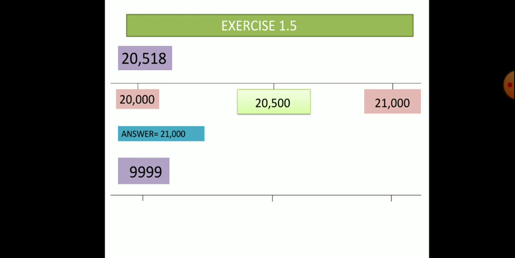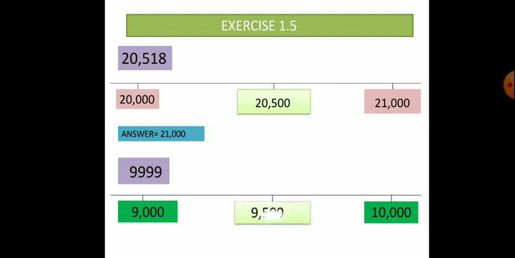Let us see the next number, 9,999. Again children, we will make one number line here, and we will see between which numbers this 9,999 will come. So it will come between 9,000 and 10,000. Now let us see the middle number. That is 9,500. Now if we see the hundreds place, 9,999 is greater than 9,500, the mid number. So it will round up to 10,000. So the answer is 10,000.